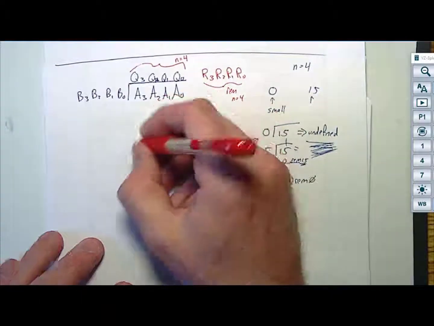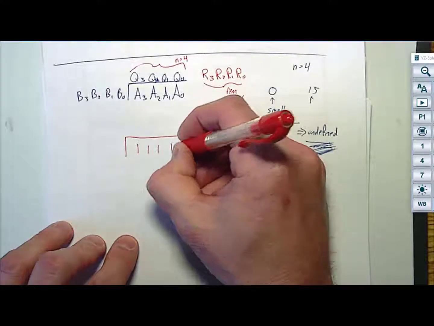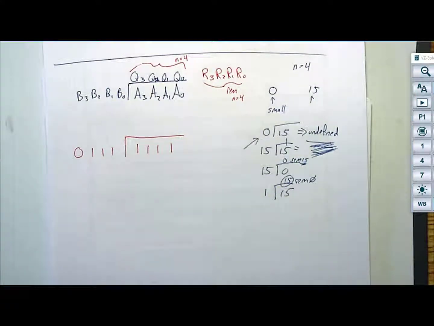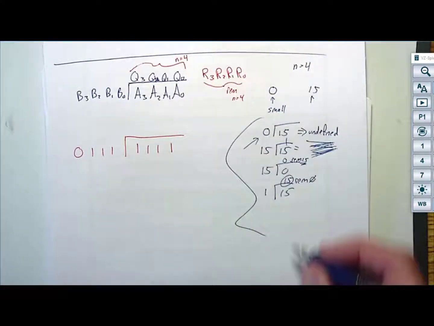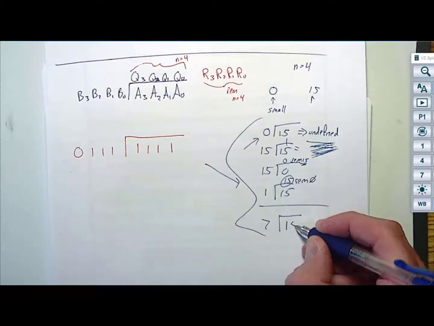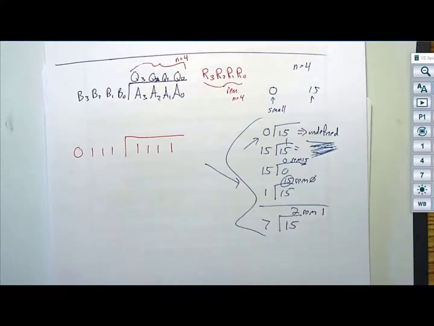I'm going to take 2 example numbers. I'm going to take 1, 1, 1, 1 divided by 0, 1, 1, 1. Okay? The answer to this is what? Let's go over here and just put the answer. Really what I'm doing is, how many times does 7 go into 15? The answer is 2 remainder 1. So let's now work through this and see what happens.